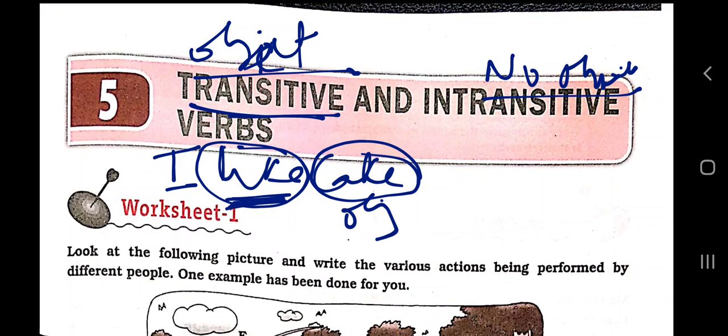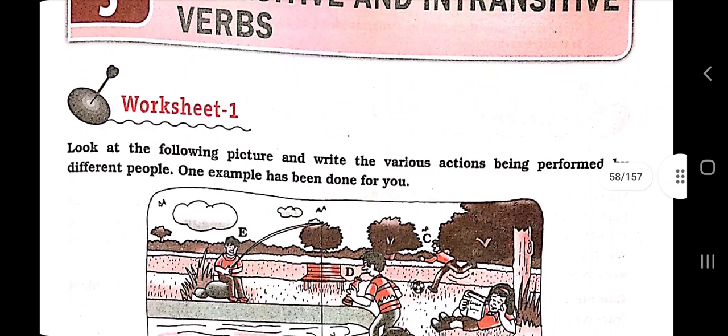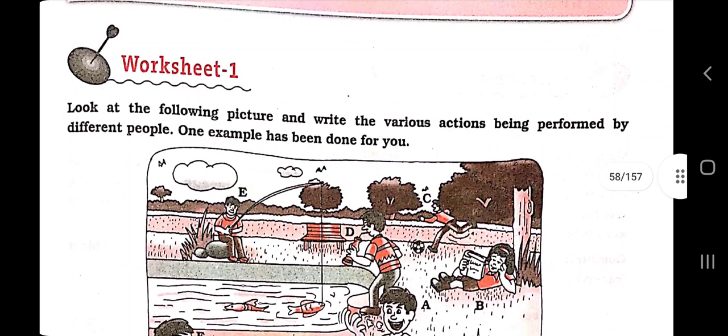And if I write, the baby smiled, here in this case, smiled is an intransitive verb. You cannot have an object after an intransitive verb. Here there is no object, but here there is the object, right? So let's move to the worksheet so that we have a better understanding.